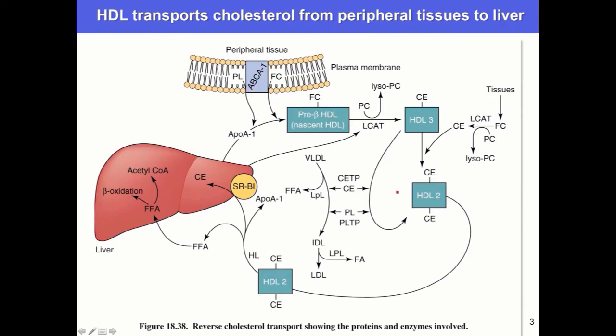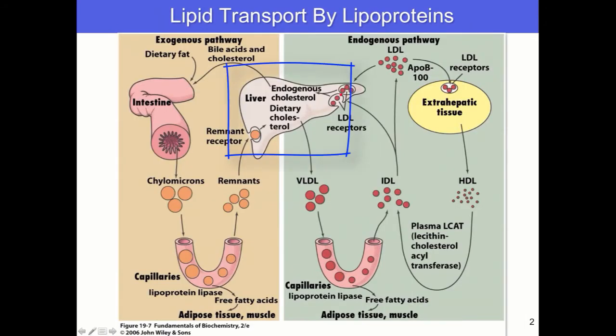HDL can also exchange lipids with intermediate and low-density lipoproteins. There are exchange proteins that do it. Phospholipids can be exchanged using a phospholipid transfer protein, and cholesterol esters can be exchanged. And this process aids the maturation of VLDL, triglyceride-rich, into IDL, which has lost some of its triglycerides and gained cholesterol, and LDL, which is even more cholesterol-rich. And that LDL can then transfer its cholesterol either to the liver or to extrahepatic tissues.